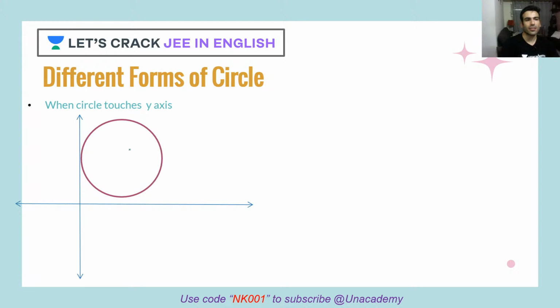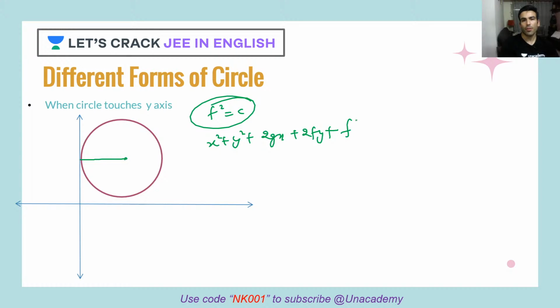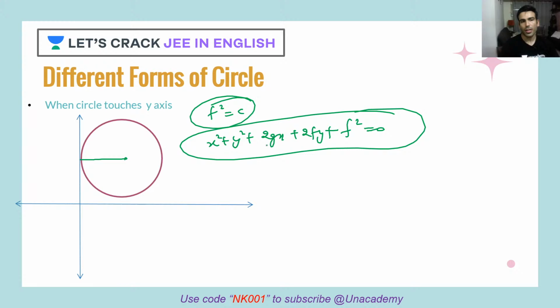When it touches the y-axis, this thing is very much clear to you. What is that information? g square is equal to c. Again, you'll have 2 pieces of information, so you can write down the general form: x square plus y square plus twice of gx plus twice of fy plus c, where c here will be g square. So instead of having 3 variables, you ended up having 2 variables. Clear? Okay, let's move ahead.